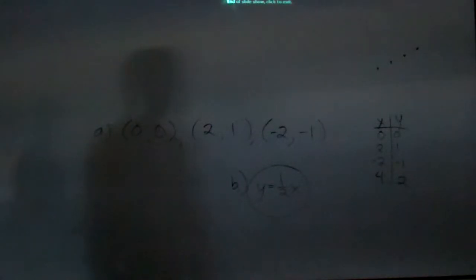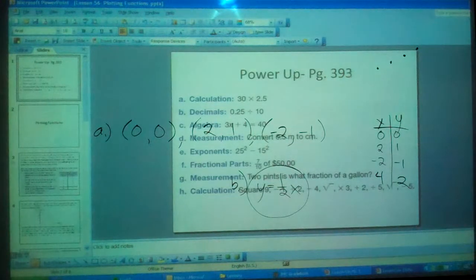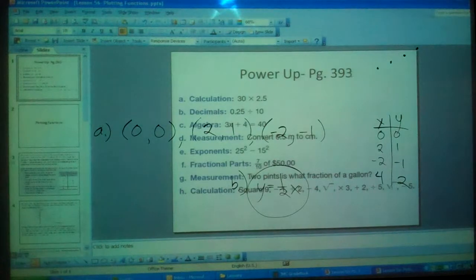So, like I said, we will continue with more of this. Sorry, tripping up on my words. We will definitely continue with this because this is just the beginning of our plotting functions. Very important topic.